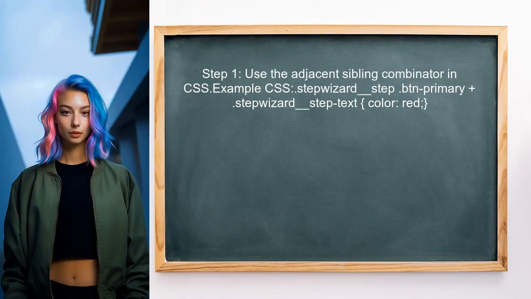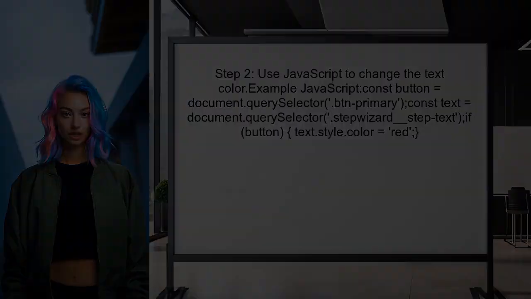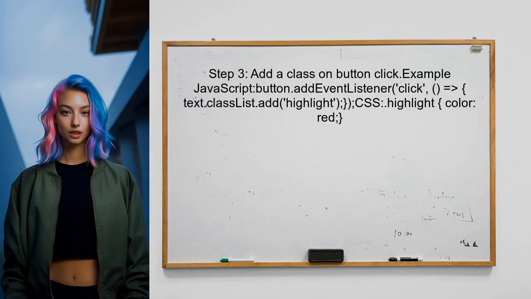To achieve the desired styling, the user can utilize the adjacent sibling combinator in CSS. This allows us to target the text element based on the presence of the button element. However, since the text element is not a sibling of the button, we need to use JavaScript to dynamically change the text color when the button is present. Alternatively, the user can add a specific class to the text element when the button is clicked. This way, the CSS can handle the styling.